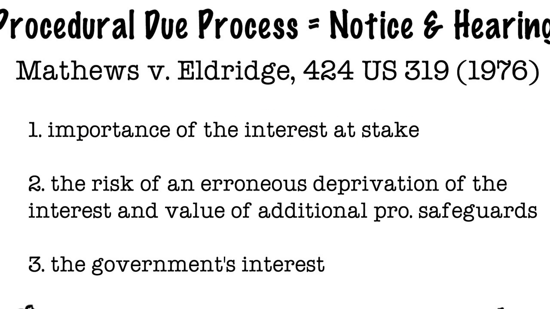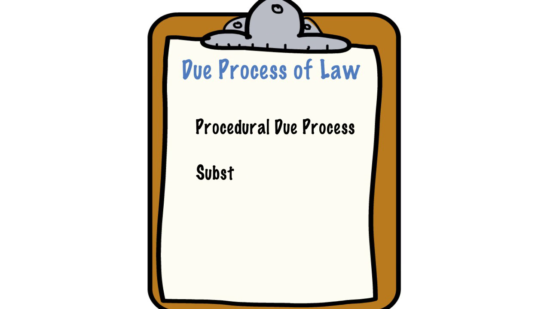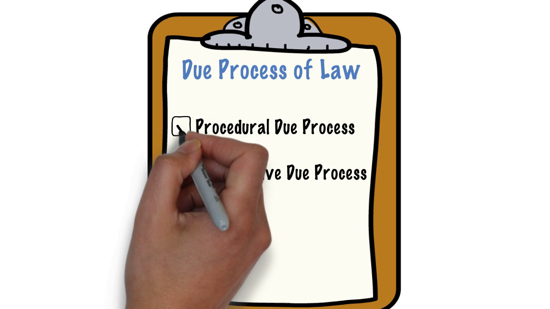First, you look at the nature of the private interest, meaning its importance. Fundamental rights, of course, are very important. Second, the court looks at the ability of the procedure used by the government to increase the accuracy of its decisions, basically preventing arbitrary application of a law or a decision. And finally, the court looks at the government's interest. So that's procedural due process in a nutshell. Let's move on to substantive due process.